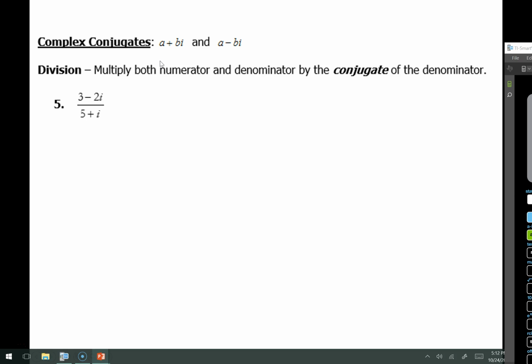So in this first one, I have 3 minus 2i divided by 5 plus i. I need to get the i out of the denominator because that is not in simplified form if there's still an i there. So I'm going to multiply by the conjugate, 5 minus i. I'm going to do that on both the top and the bottom.